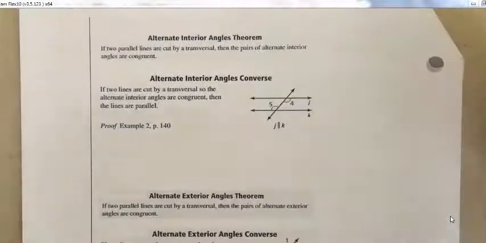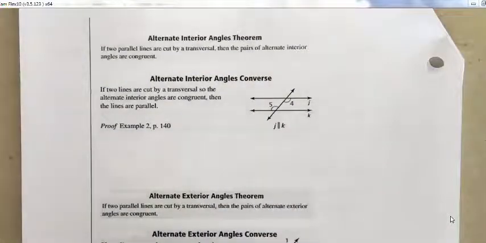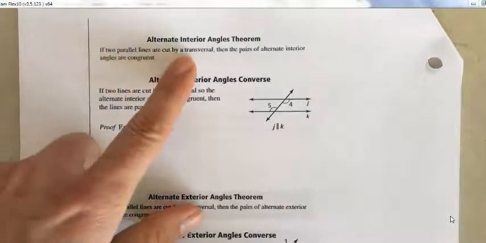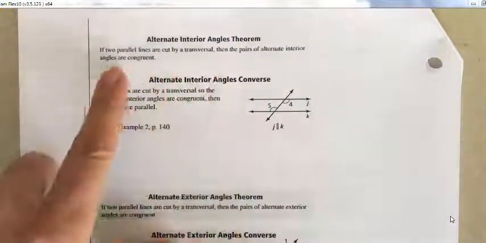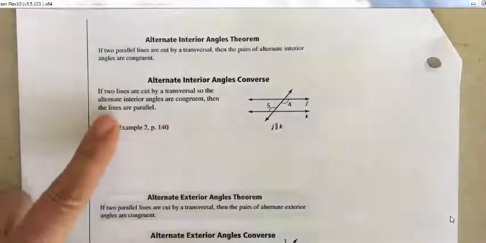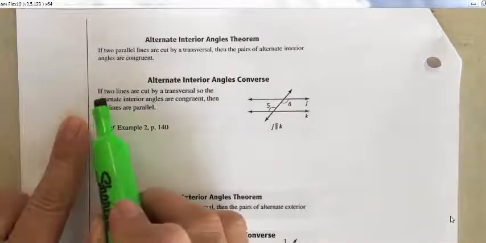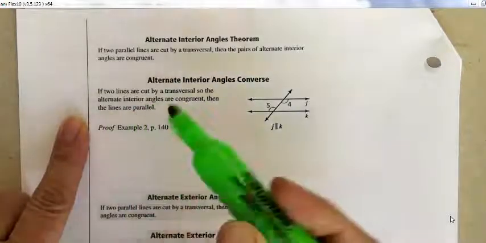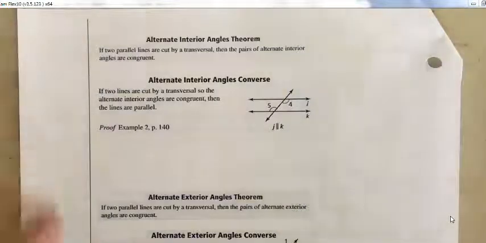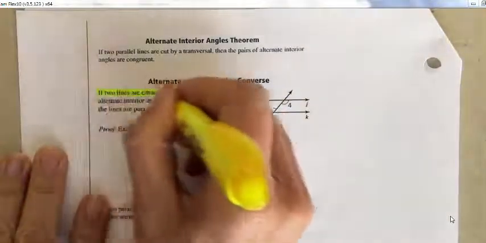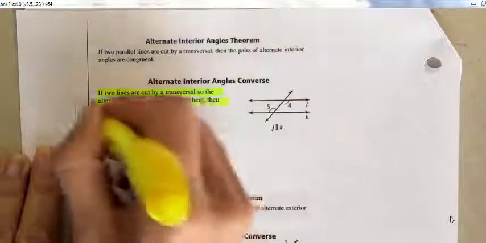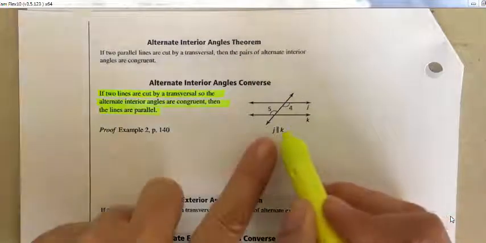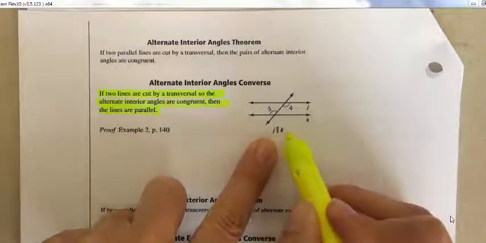So I just went ahead and copied a bunch of these for you guys. You've already learned about the alternate interior angles theorem. If two parallel lines are cut by a transversal, then the pairs of alternate interior angles are congruent. Well, now, what if we don't know if the two lines are parallel? So if any two lines are cut by a transversal so that the alternate interior angles are congruent, then the lines are parallel. Actually, let me use my yellow one. So if I know that alternate interior angles are congruent, then I know that the two lines that are cut by the transversal are therefore parallel.